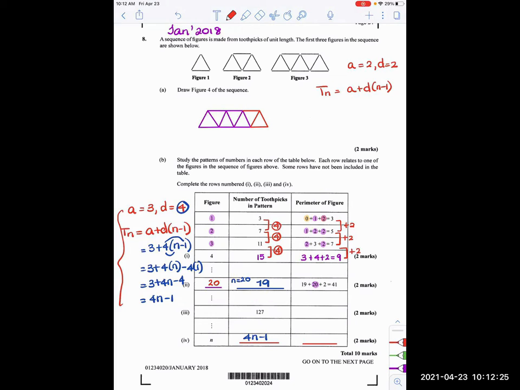Excuse me, miss. Go ahead. For questions like these, miss, can we get a decimal? No. If you get a decimal, it's incorrect. Okay, miss.